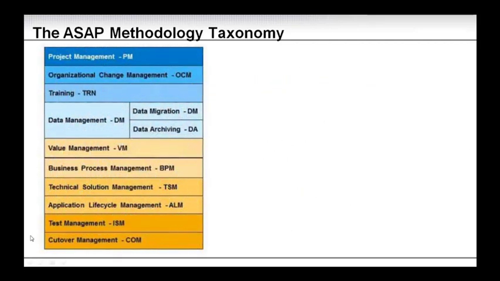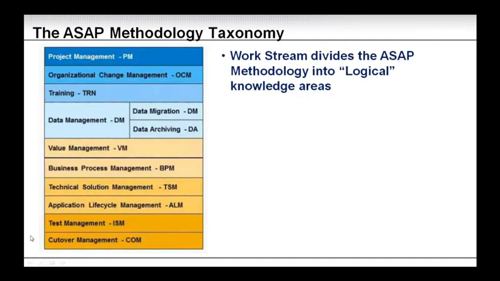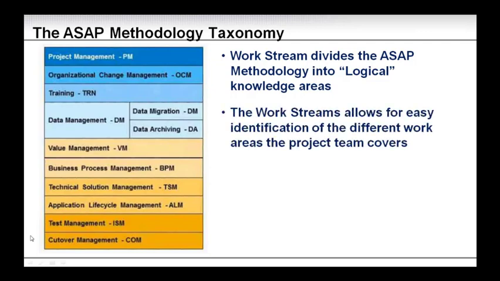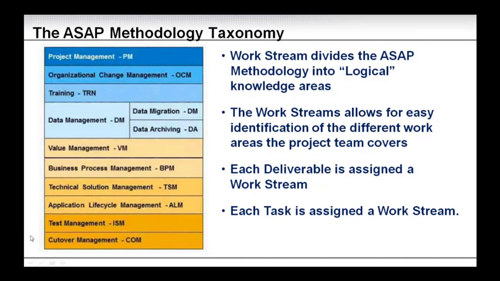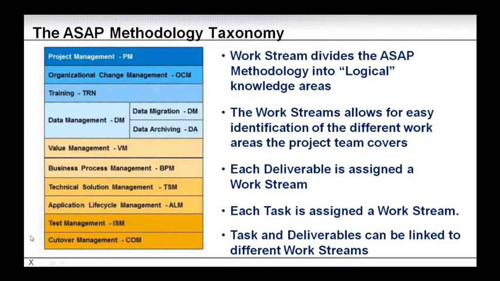Now, the other part of the attributes, let's have a look at the work stream. The work stream divides the ASAP methodology into logical knowledge areas. So you have the training work stream. This is all related to the training knowledge base. What the work streams do is allow for easy identification of the different work areas the project team covers. Each deliverable is assigned a work stream, and each task is assigned a work stream. So tasks and deliverables can be linked to different work streams. It doesn't have to be the same.